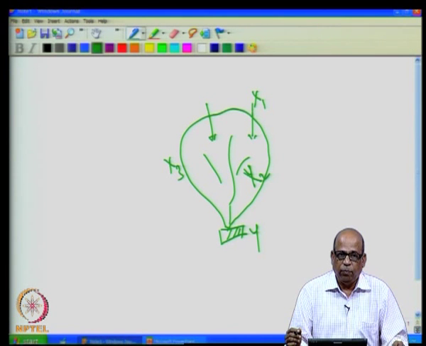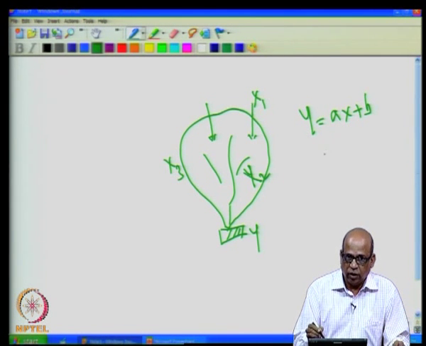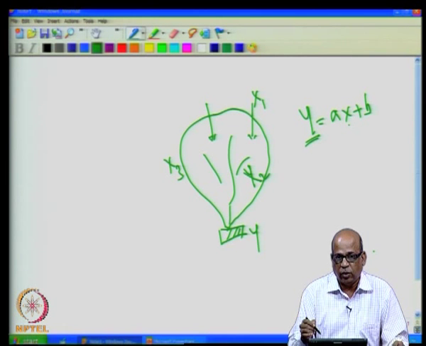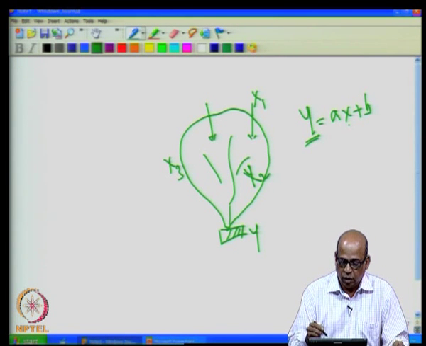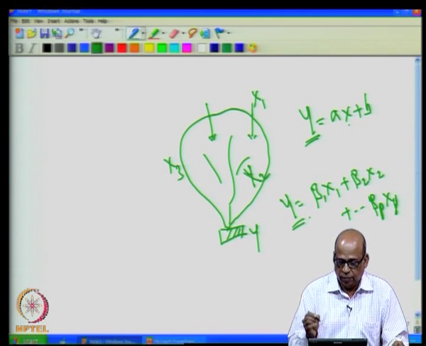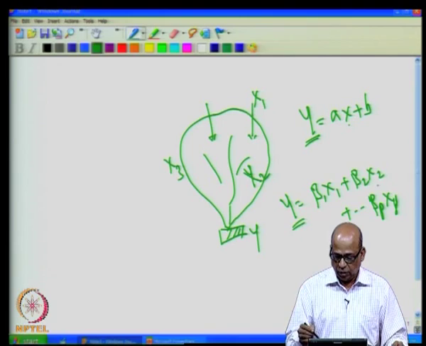The concept of the simple linear regression that we introduced earlier, namely y is equal to a x plus b, this kind of equation, we now generalize and look at multiple linear regression, where the dependent variable y depends not on one, but on several variables x 1, x 2, x 3, etc. So, we may write y is equal to beta 1 x 1 plus beta 2 x 2, etc., beta p x p. There may be p variables on which the dependent variable depends. So, these are the p independent variables.